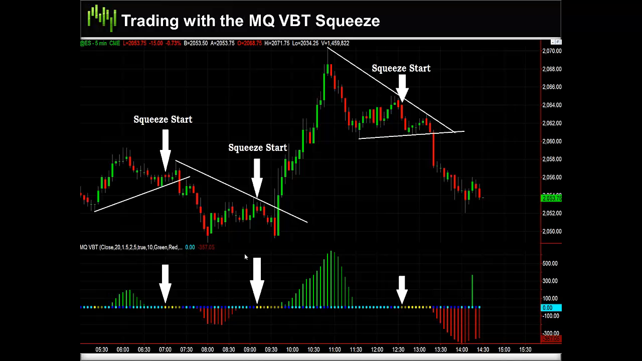So here's an example. This is the S&P on a 5-minute chart. By the way, this strategy worked amazingly well today. I'll show you some examples of that. S&P on a 5-minute chart.